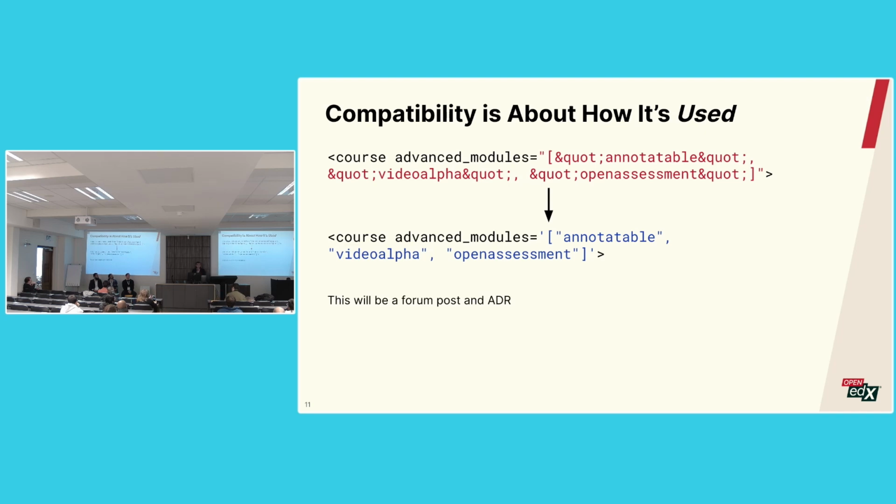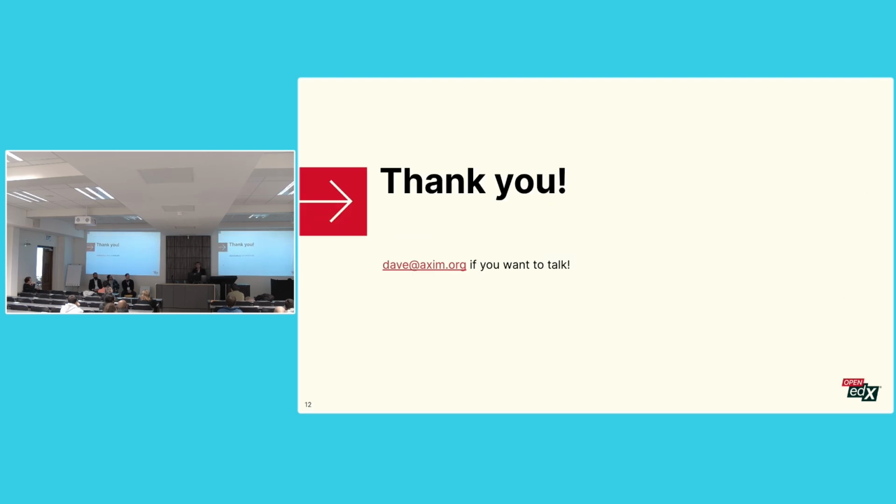But in order to do that, there will be a forum post. There will be an ADR on it. There will be messaging about it, because someone somewhere has written this code, and when we change it, this code is going to break. And that's partly on them, but it's also on us, right? We have to make sure that at the very least they can see what happens and they can know how to fix it. That's it. Thank you very much.